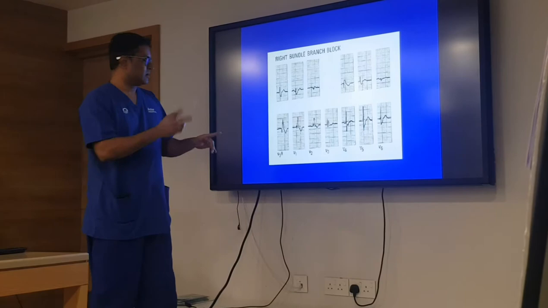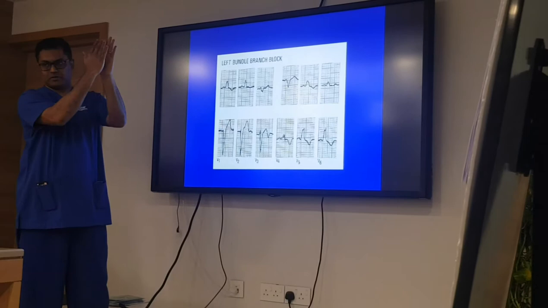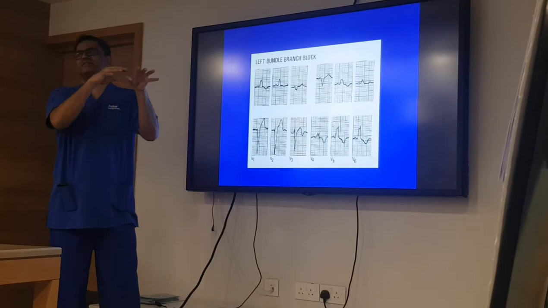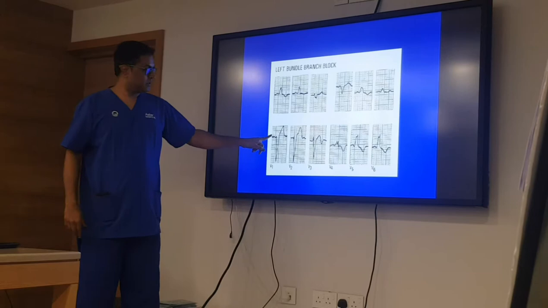In left bundle branch block it's the other way around. In all these bundle branch blocks, the QRS gets wider. Remember, I told you the QRS duration, right? There is a problem in the conduction within the ventricle, so the QRS gets wider. Here, unlike the right bundle, it reverses. You get a deep S in V1. Remember, in right bundle, you get the double R, RSR.